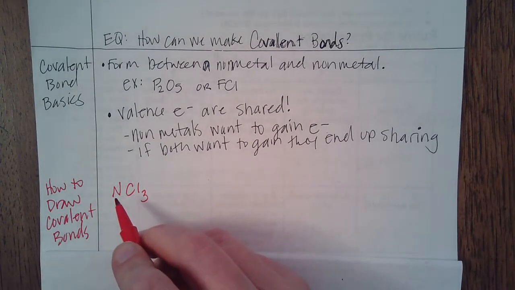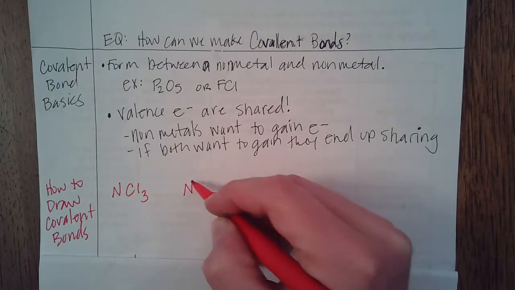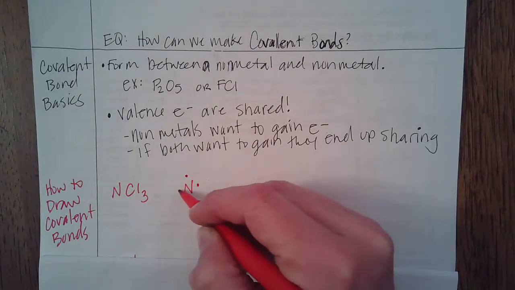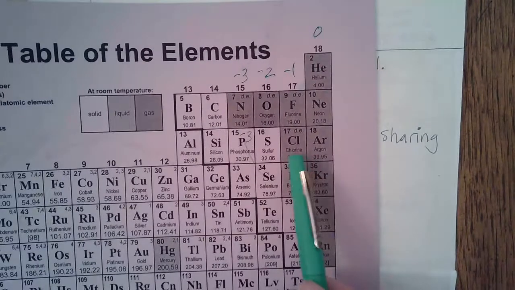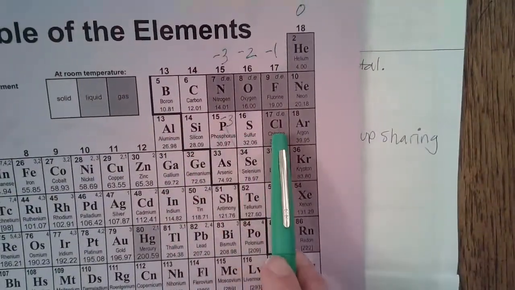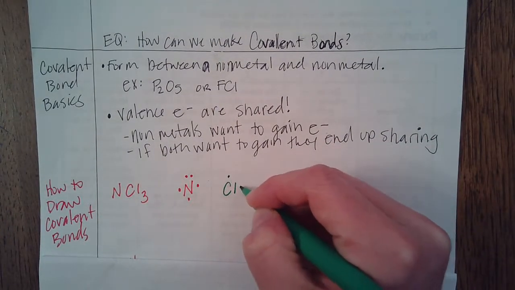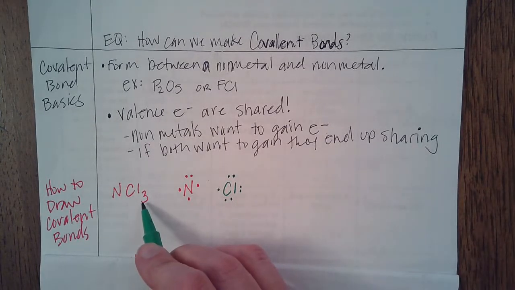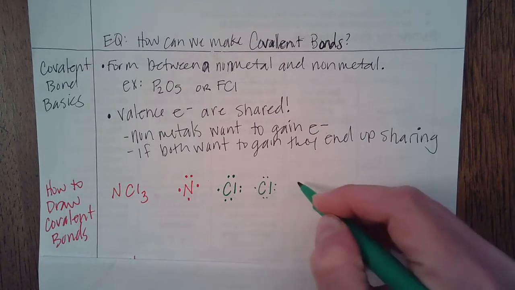So for nitrogen, we just said that he has 5 valence electrons, 1, 2, 3, 4, 5. So we're going to write nitrogen here, 1, 2, 3, 4, 5. And chlorine, we said he has 7. 1, 2, 3, 4, 5, 6, 7. So we're going to do chlorine right here. 1, 2, 3, 4, 5, 6, 7. And do you see how there's 3 of them? So we're going to draw 3 of these guys.